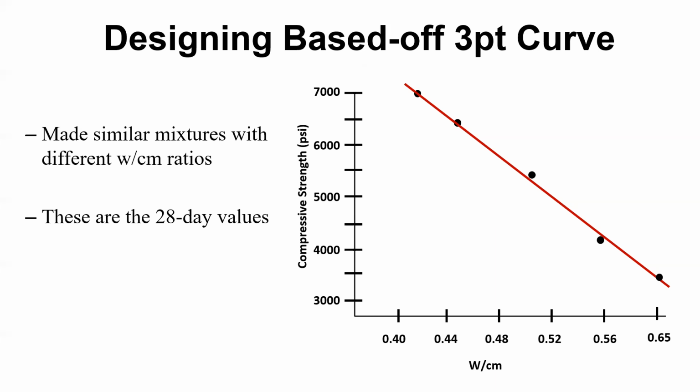And so this is compressive strength versus the water to cement ratio. One thing that's really cool is you go out and you make somewhere between 3 and 5 mixes with different water cement ratios. You can actually come up with a linear graph like this. So this is called a 3-point curve, is what they call it in the construction world.